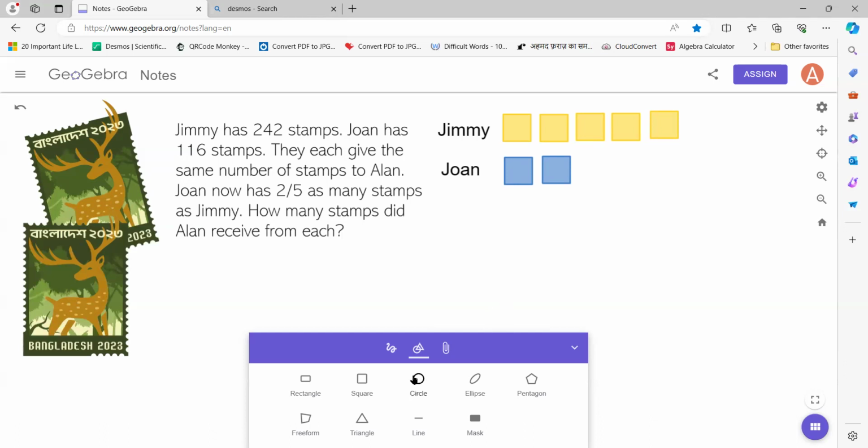They match. So let's say this circle represents the number of stamps each gave to Ellen. I don't know what the circle represents. The two circles are identical, even though they have two different colors. Now, the question is this.